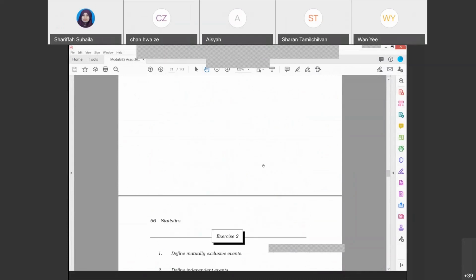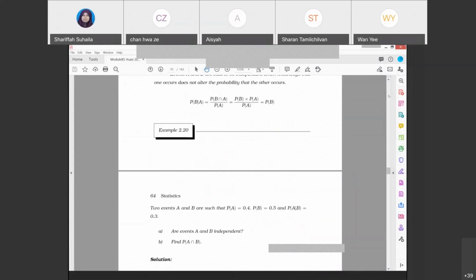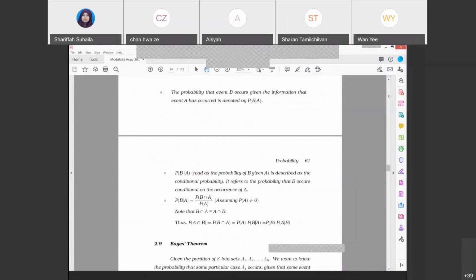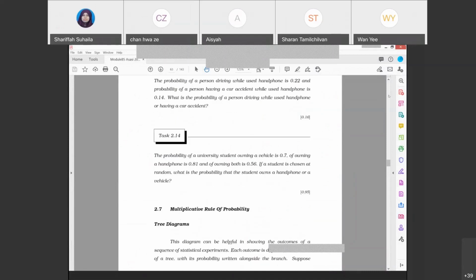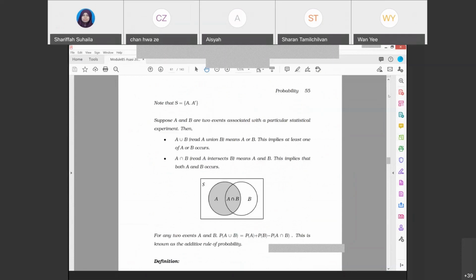Okay, we just look a little bit on the concept for additive rule of probability, and then we stop. Yeah. I didn't manage to make slides, sorry.